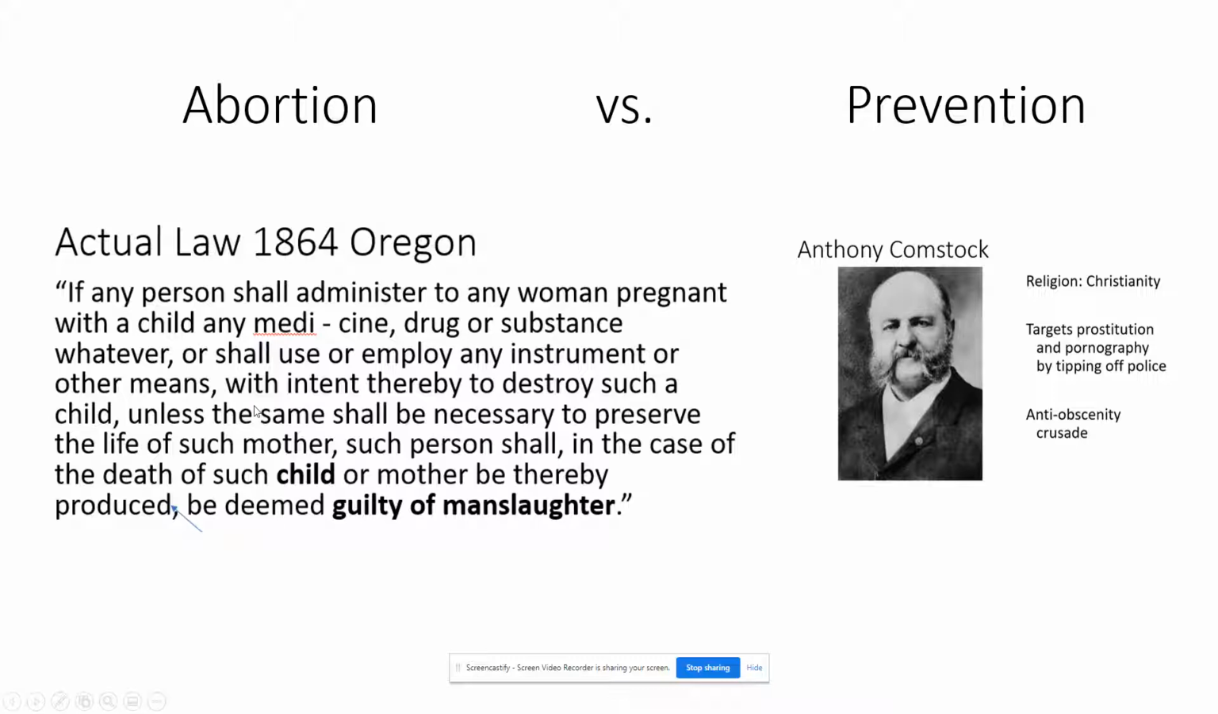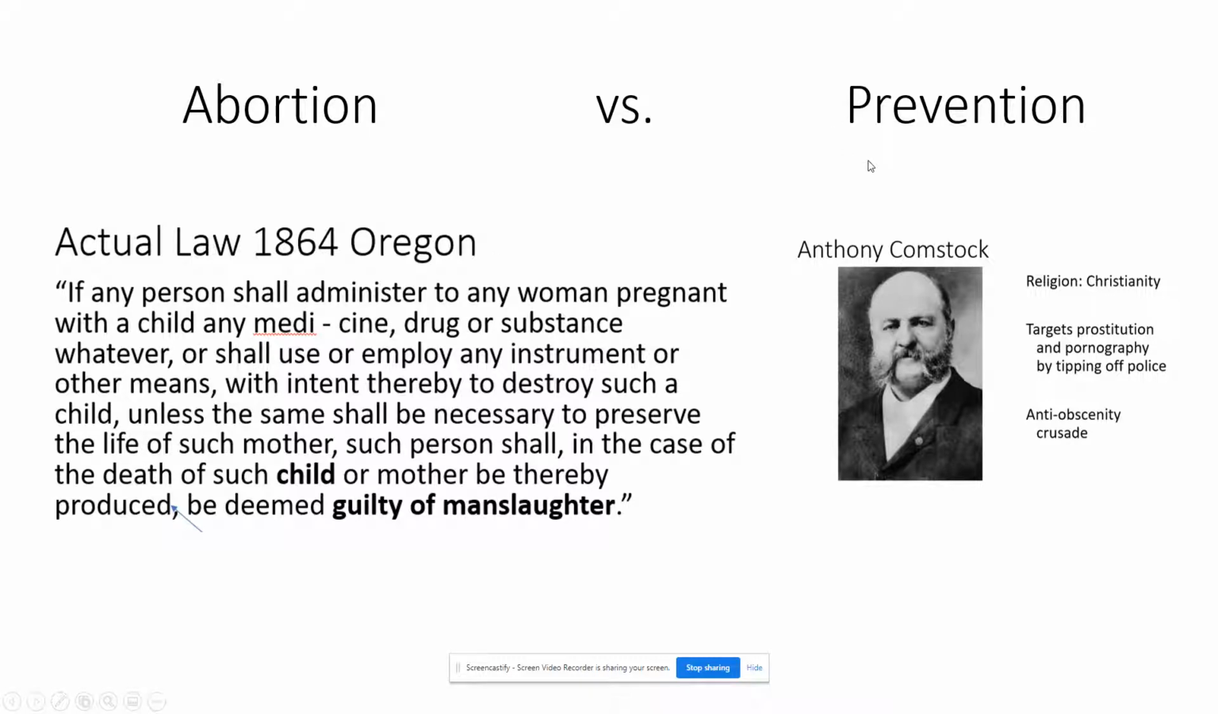Here I've given you the text of a law from Oregon. Keep in mind it says here that if there's any person, so the doctor could be the person here, and if they're using an instrument, a drug, or a substance, and if the intent is to destroy a child, that's where the problem is. So this is in the 1860s, and that is just a law targeting abortion.